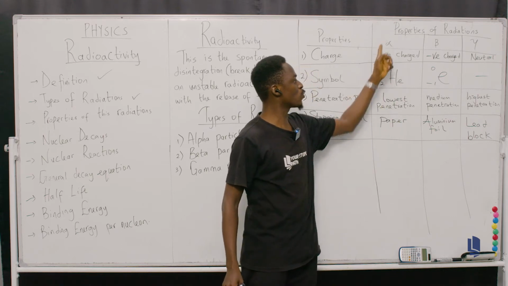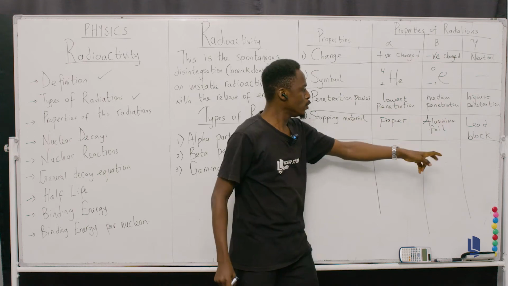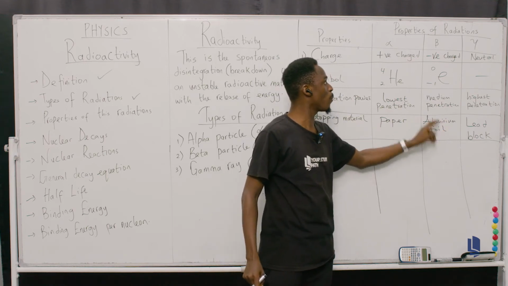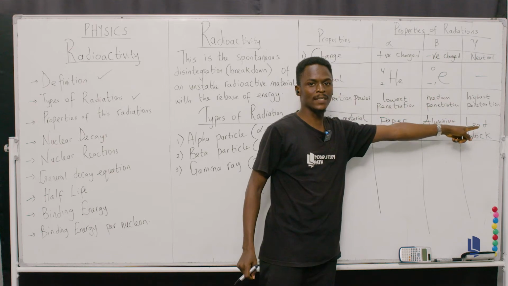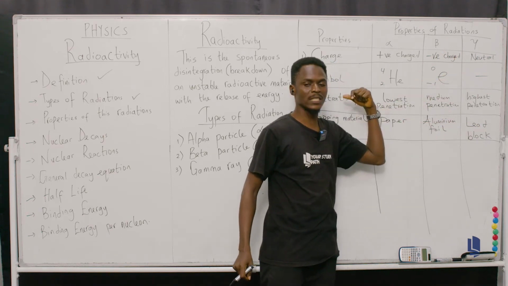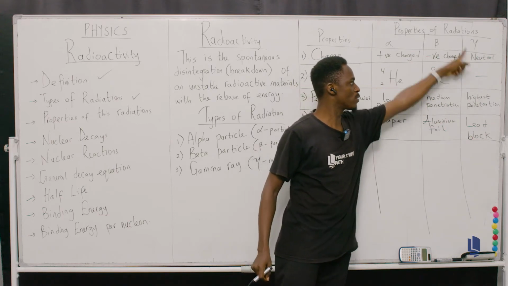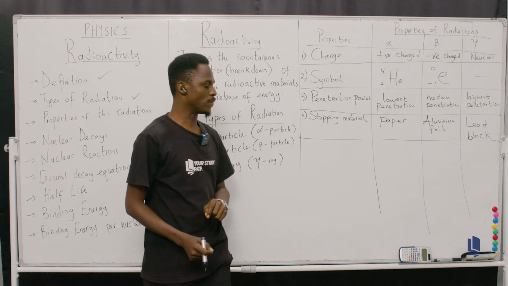Paper can only stop alpha particle. It cannot stop beta and gamma. Your aluminium foil can stop your alpha and beta particle. It does not stop gamma rays. Only your lead block can stop all the three, considering the fact that it can stop the strongest form of radiation.